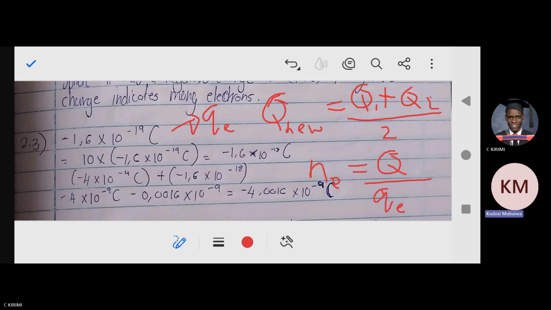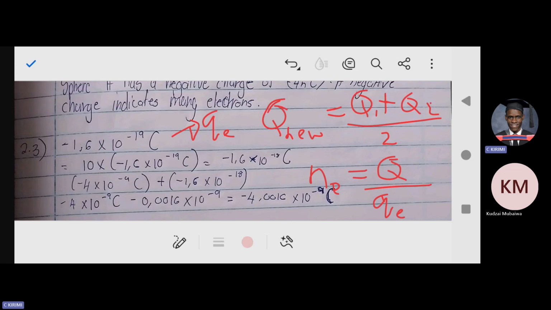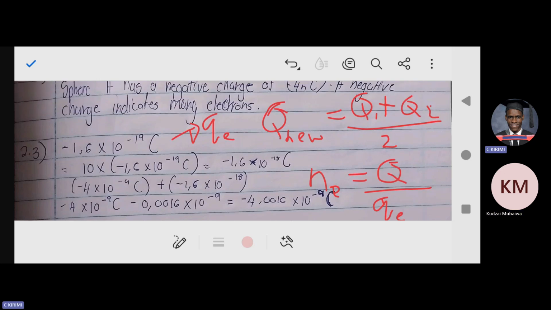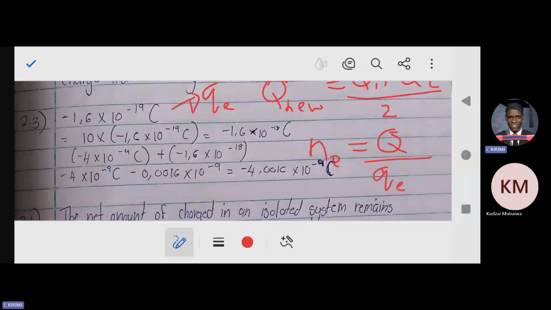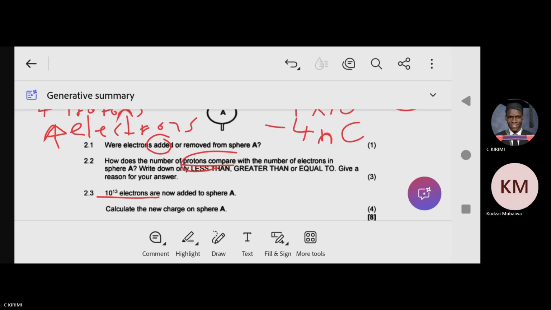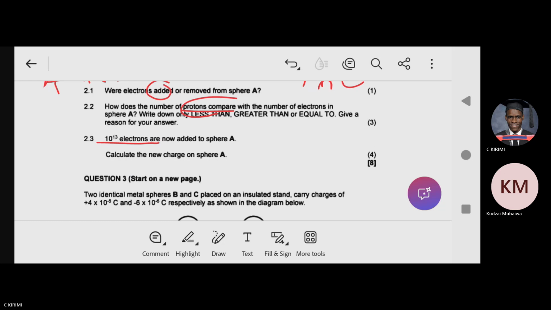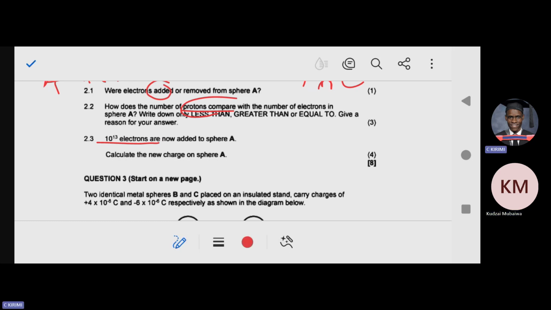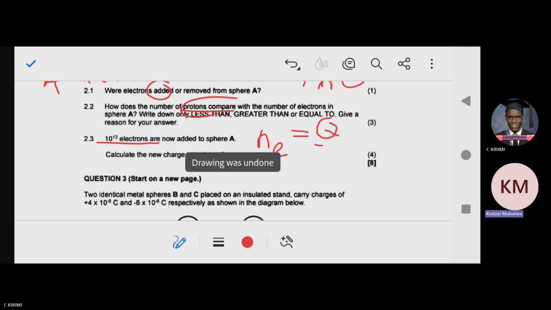So first, we have to calculate the charge which was transferred. What we know is the number of electrons. We were told that 10 to the power 13 electrons were transferred, Ne. From the formula, we need Ne, small letter e, is equal to Q over the charge of an electron. So from here, what you are given is 10 to the power 13. That is your Ne.